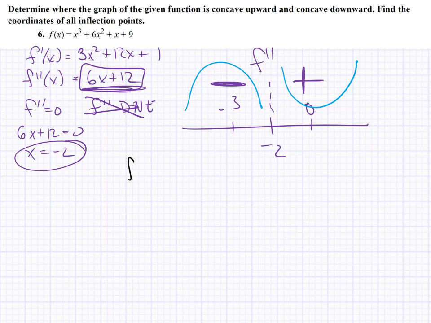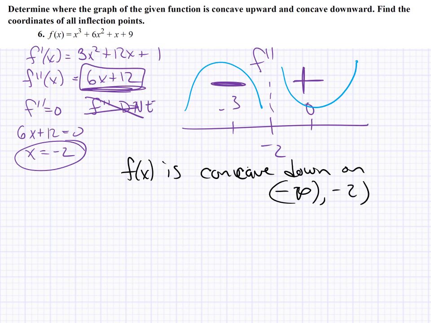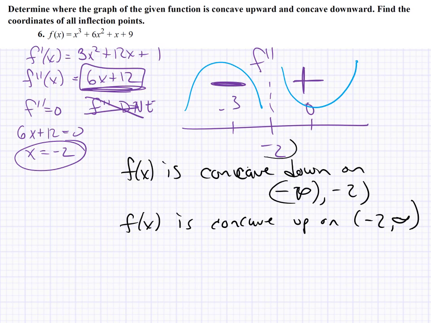So let's say f of x is concave down on the interval from negative infinity to negative 2, and f of x is concave up on negative 2 to infinity. The other thing is we want to find the coordinates for the inflection point. Well, since the concavity changes here at negative 2, this could be an inflection point as long as I can plug negative 2 into the original function and get a y value so I can get a point. And you see clearly that's going to happen.